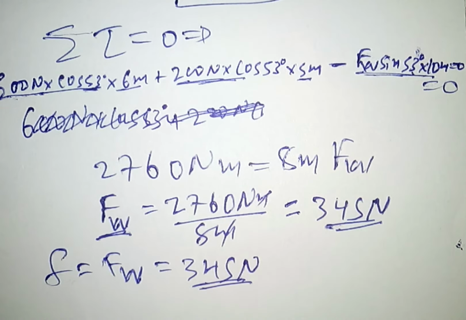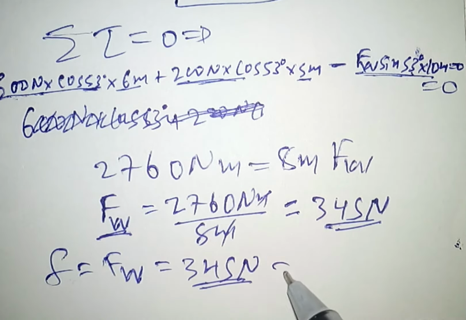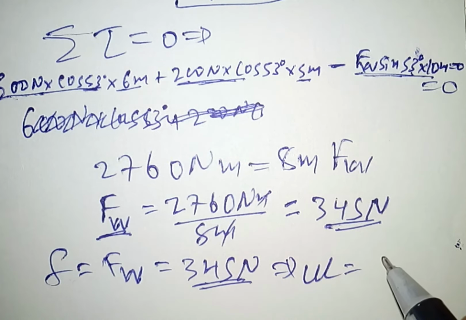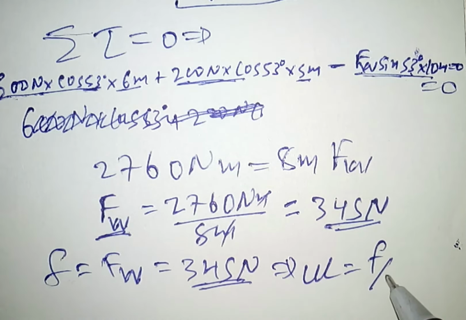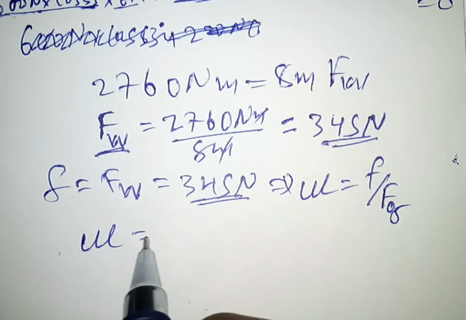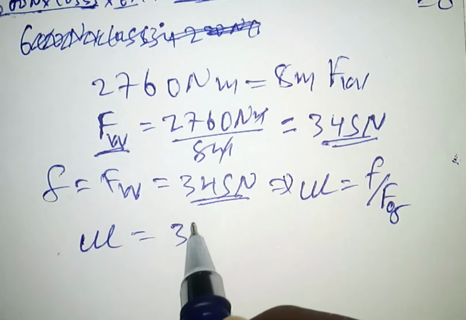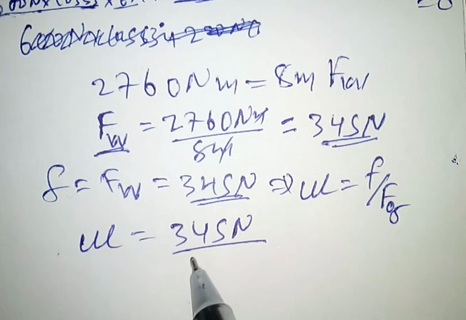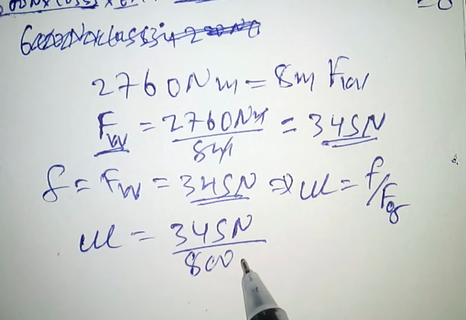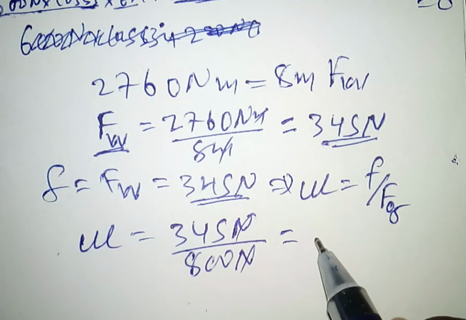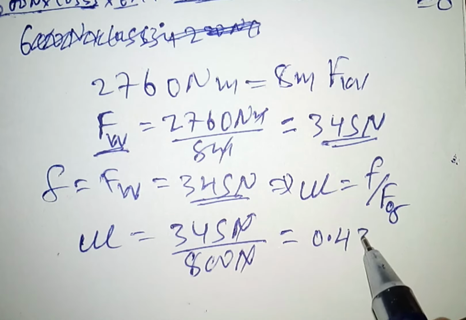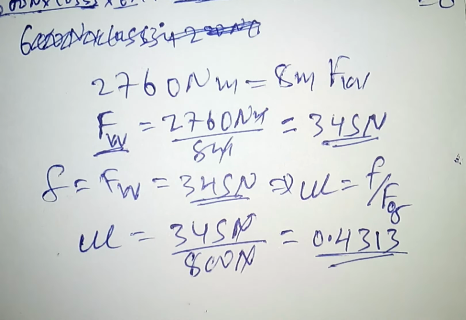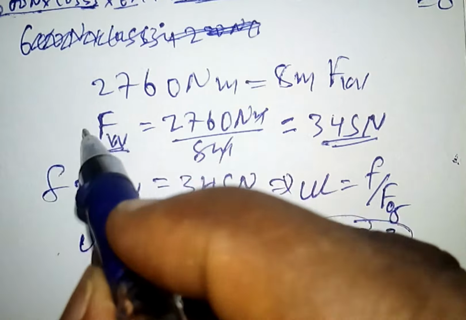Then from our previous equation, the coefficient of friction is equal to the frictional force divided by the normal force from the ground. So mu is equal to the frictional force, 345 Newton, divided by the normal force from the ground, which we calculated earlier as 800 Newton. Newton cancels Newton, and this becomes 0.4313. The correct answer is alternative B.